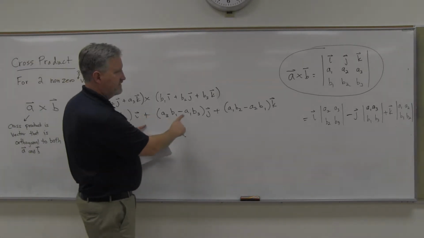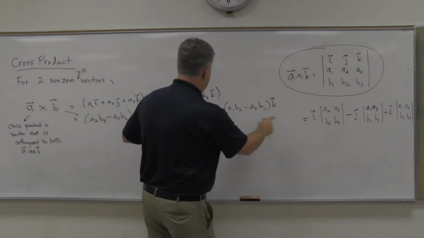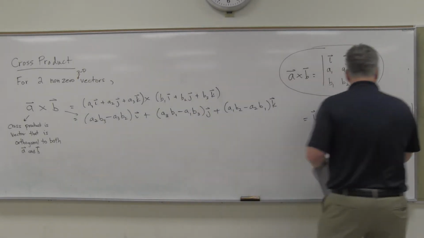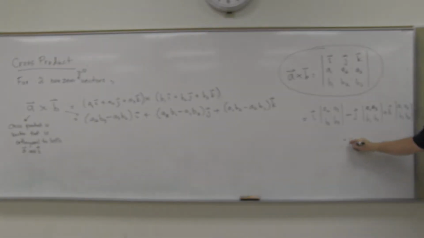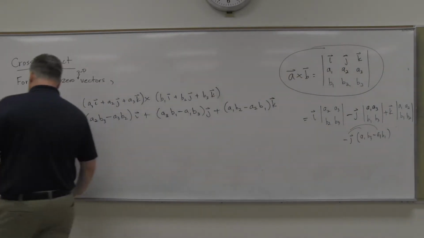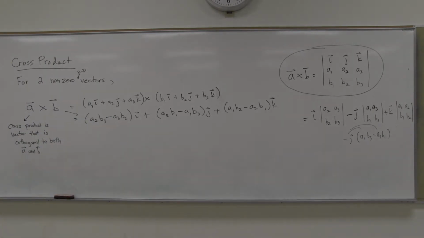Now for this one, the reason it's backwards here is because of the minus being factored in. Here you have minus this determinant, which is A1B3 minus A3B1. If we factor that minus in there, that's what we get. Ta-da, so it all works out. And then the K term is A1B2 minus A2B1. That's a lot easier to remember arranged that way.